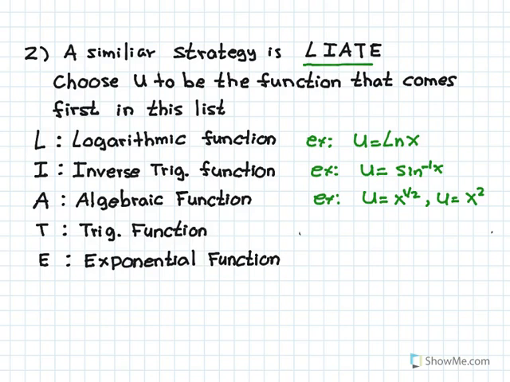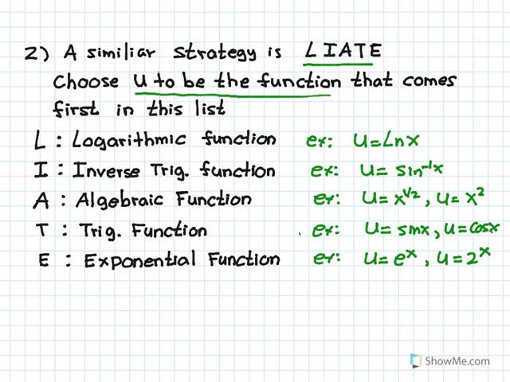And T is for trig functions. For example, u is equal to sine x, or u is equal to cos x. And E is for exponential functions. For example, u is equal to e to the x, or u is equal to 2 to the x. So choose u to be the function that comes first in this LIATE list.